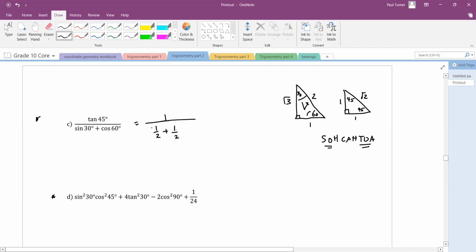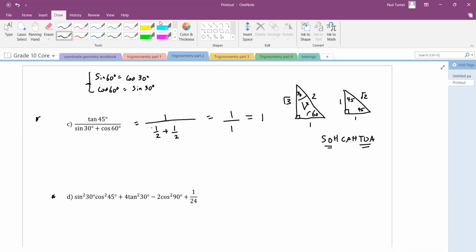That easy. So that's one thing you'll notice. We'll actually generate some rules later on. So for example, sine 60 is equal to cos 30. And likewise, cos 60 is equal to sine 30. And we'll talk about this a little bit later when we get to this rule here. So you're going to have 1 on a half plus a half, which is 1, isn't it? Half plus half is 1. 1 on 1 is 1. So that's your final answer for that one.